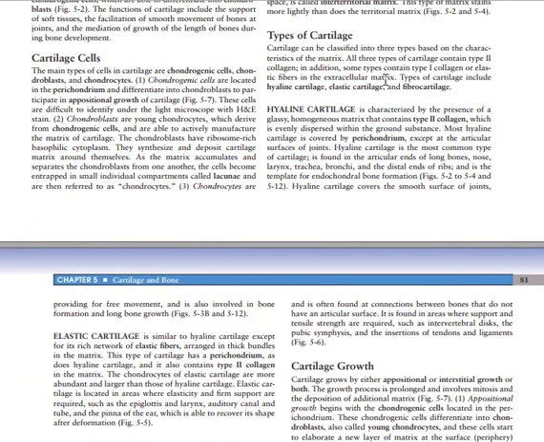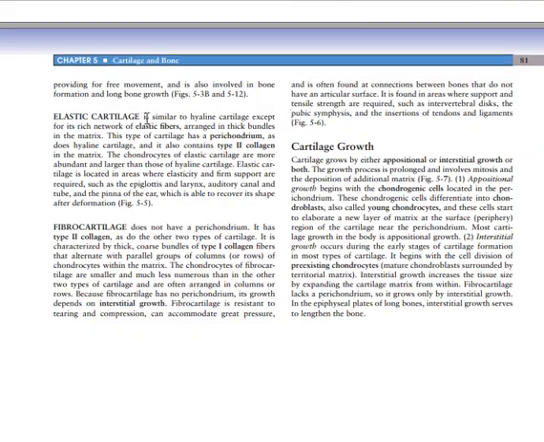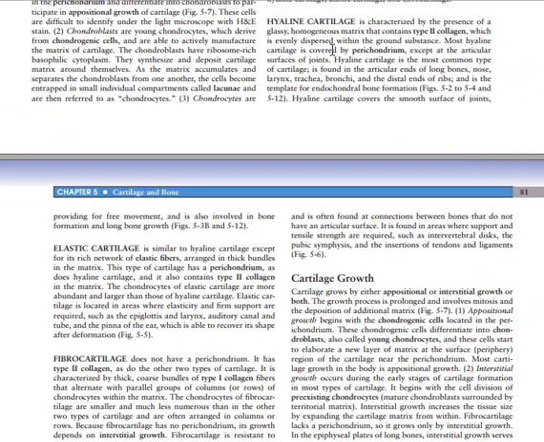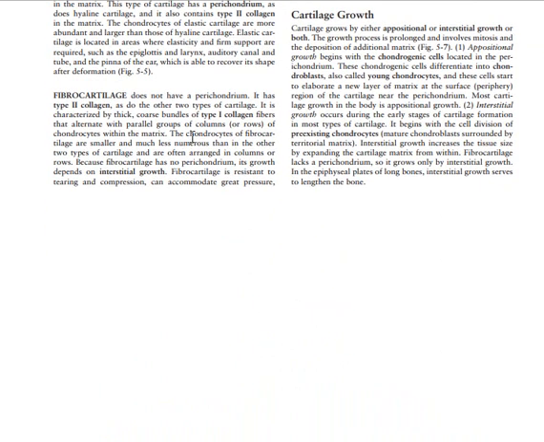Now, the types of cartilage. You have three main types of cartilage: hyaline cartilage, elastic cartilage, and fibrocartilage. Hyaline cartilage has a perichondrium, except where it is found at articular surfaces. Elastic cartilage is made up of elastic fibers. You need to know that hyaline cartilage is mostly made up of type 2 collagen fibers. Elastic cartilage is made up mostly of elastic fiber, and it also has a perichondrium. The one that does not have a perichondrium is called fibrocartilage.